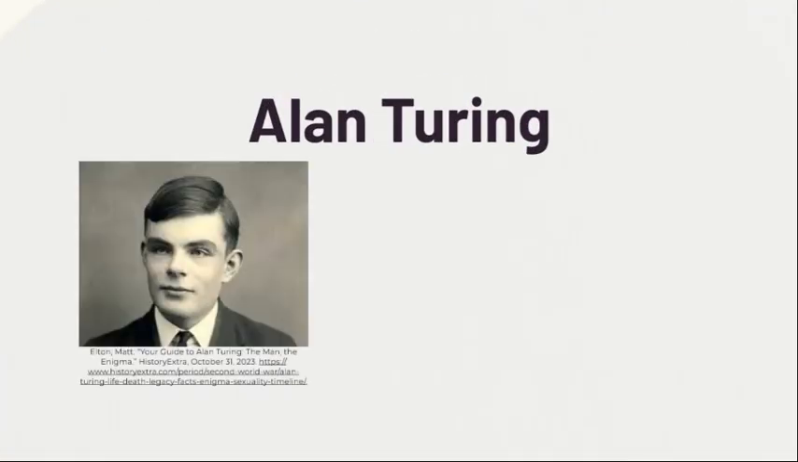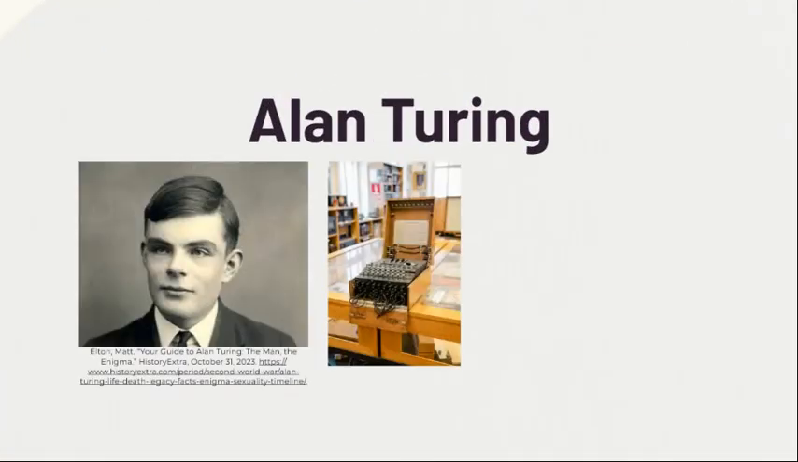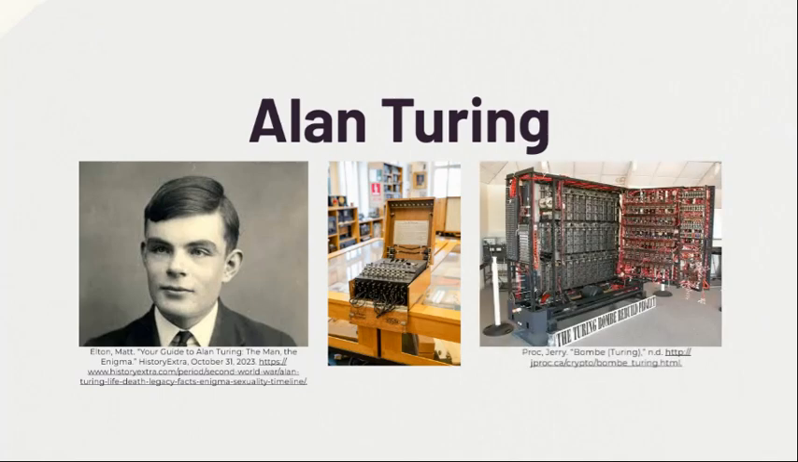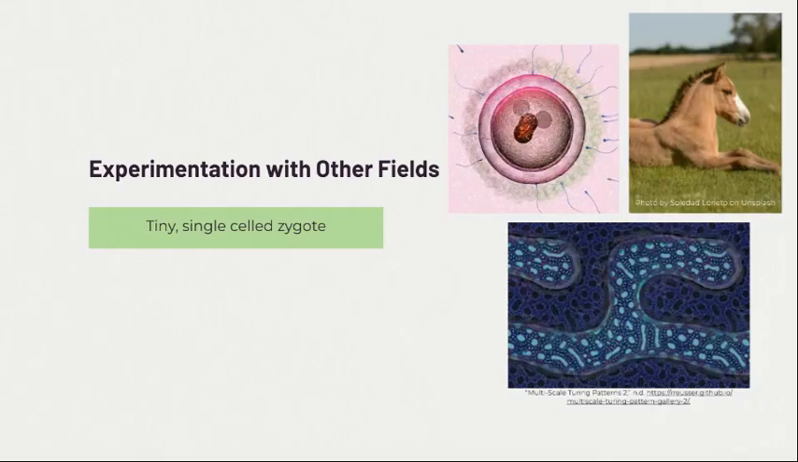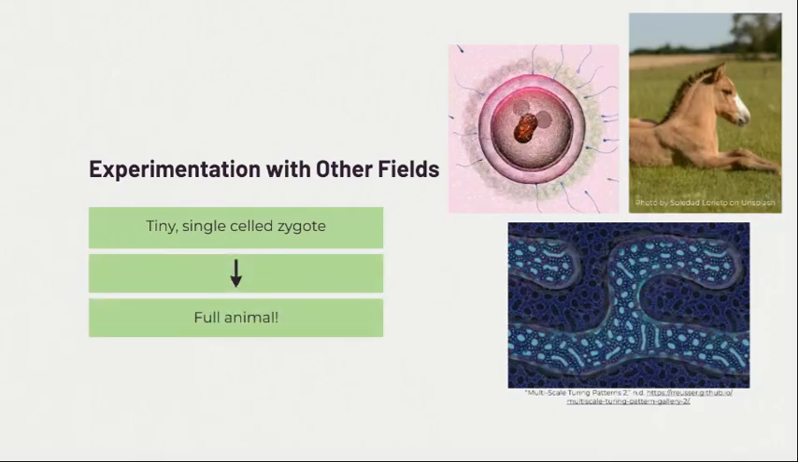He was a pioneer in breaking the Germans' supposedly unbreakable code during World War II by designing a code breaking machine called the bombe. As a result, he's considered the father of modern computing. After World War II, he began to experiment with other fields. During this period of his life, Turing originally wanted to understand how a tiny single-celled zygote was able to develop into an entire animal. In the process of investigating this, he created a theory that could explain how patterns in nature arise based on chemical reactions.